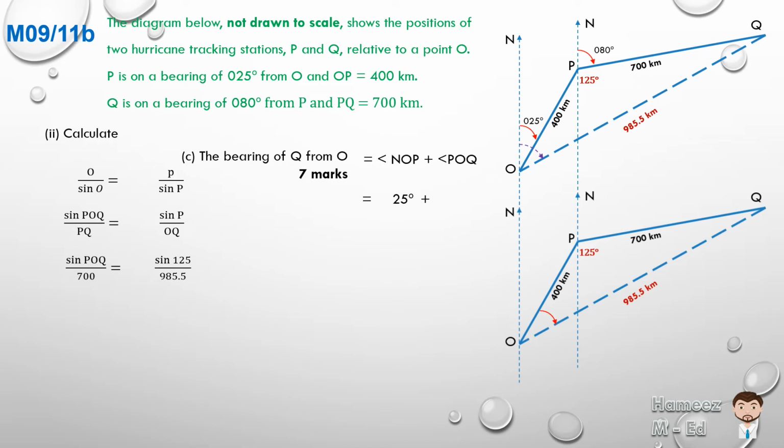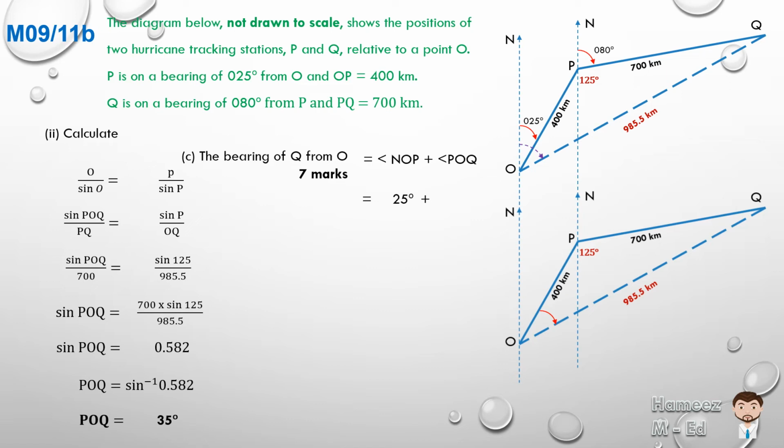And if I want sine POQ, we carry the 700 across, it's dividing, it'll multiply when you carry it across, you'll get 700 times sine 125 all over 985.5. And we substitute into our calculator, we're going to get 0.582. So if you want the angle POQ, then we carry the sine across. The sine, when we carry it across, will be arc sine or sine inverse, 0.582. And that works out to be 35 degrees using our calculator.